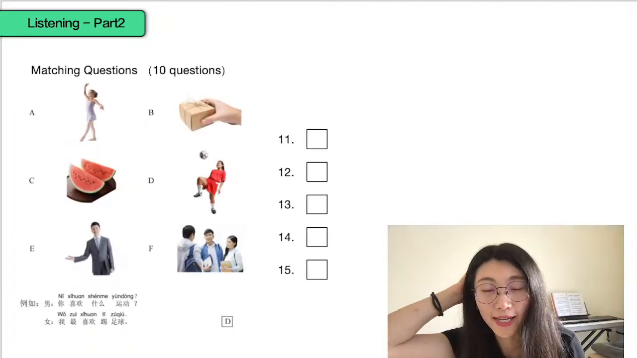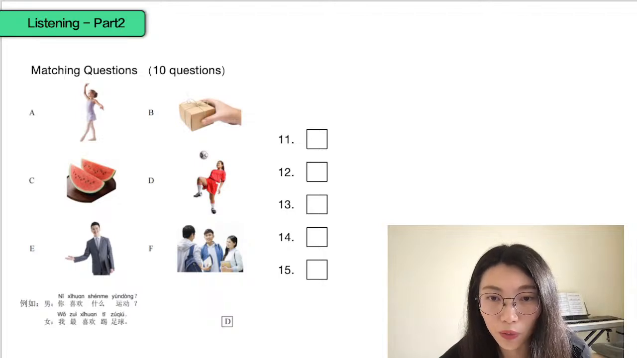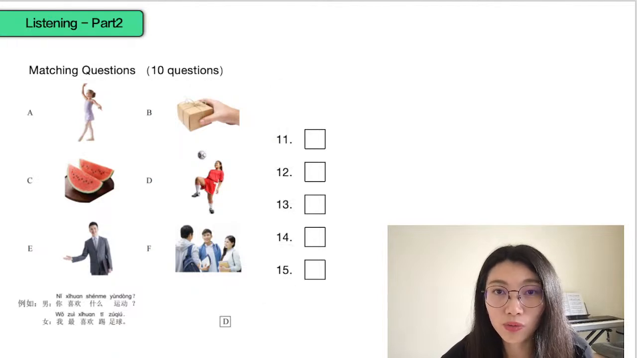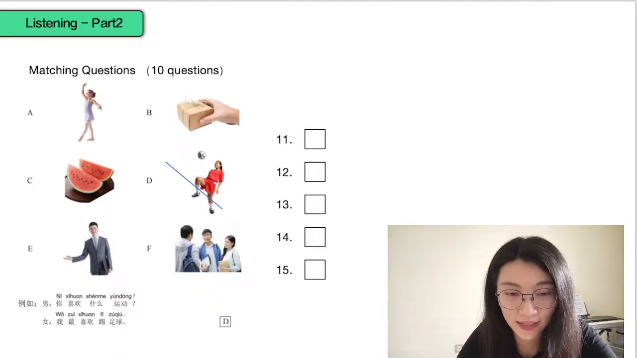Now let's come to number 2. It's a matching question. So here the example said 你喜欢什么运动, and 女的说我喜欢踢足球, so D. They already chose D, so let's remove D. And now from 11 to 15, let's listen to it together.